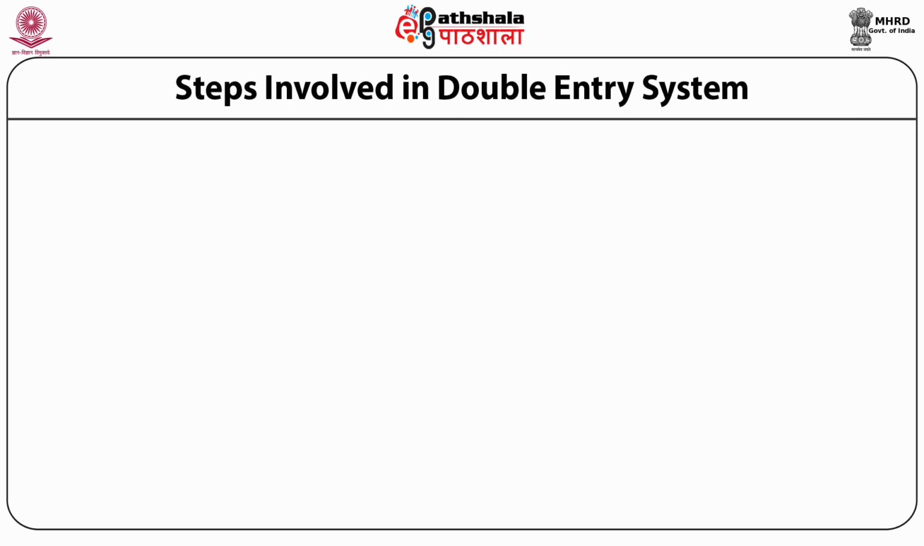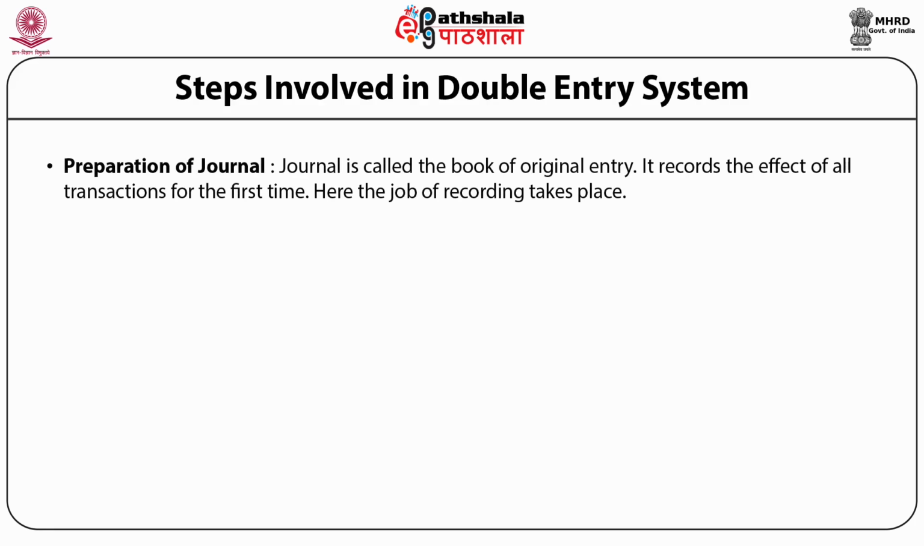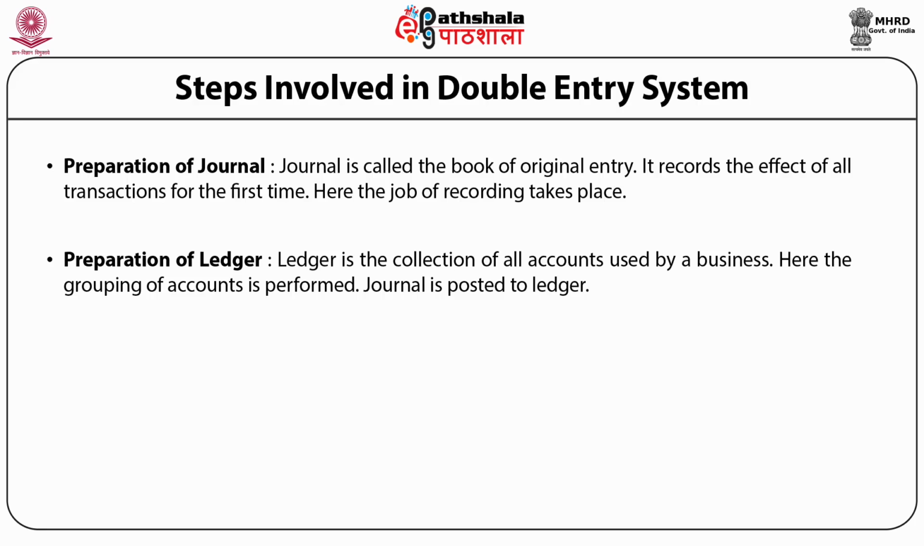Steps involved in double entry system. Preparation of journal. Journal is called the book of original entry. It records the effects of all transactions for the first time. Here, the job of recording takes place. Preparation of ledger. Ledger is the collection of all accounts used by a business. Here, the grouping of accounts is performed. Journal is posted to ledger.